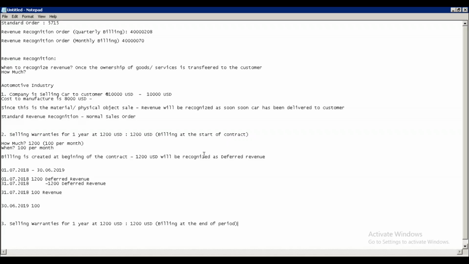Okay, do you know what is the difference between these two? Here we created the billing for the entire year at once. Here what we are doing is we just created the contract. Billing will be done every month. Okay, so in that case, what do you think? What will be the difference in this scenario and this scenario?